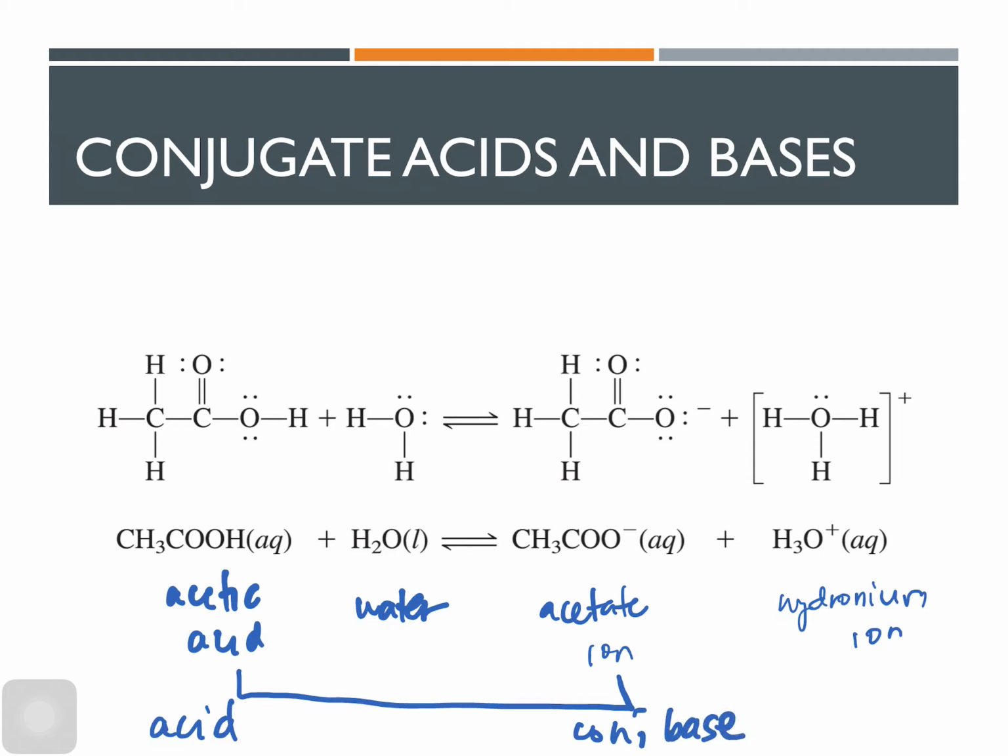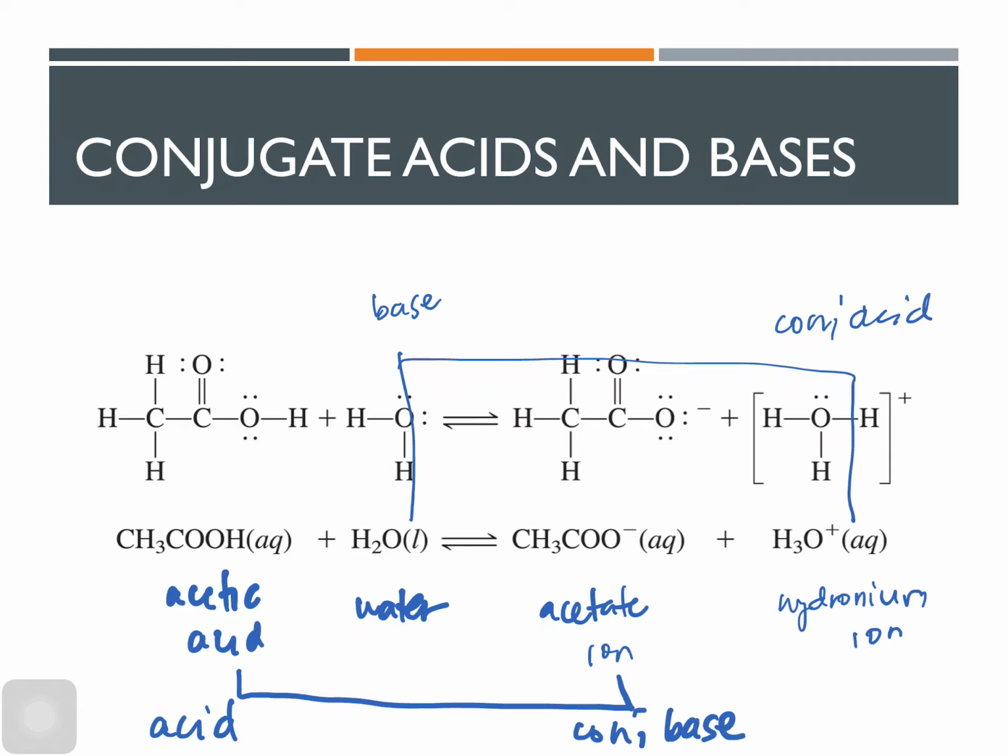Since water here increased in number of hydrogens, we have 2 hydrogens here, and on the product side, we have 3 hydrogens here. We call water here the base, and the hydronium ion the conjugate acid. So that's the idea. Conjugate acid-base pairs are molecules which are related to each other. The only difference is that one molecule has a greater or lower number of hydrogens.